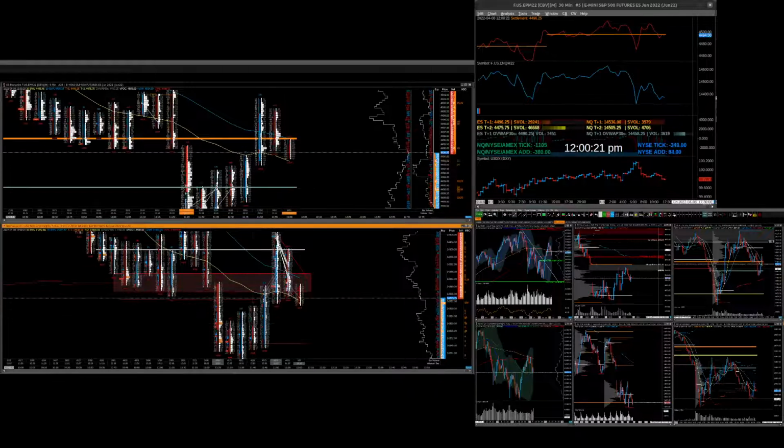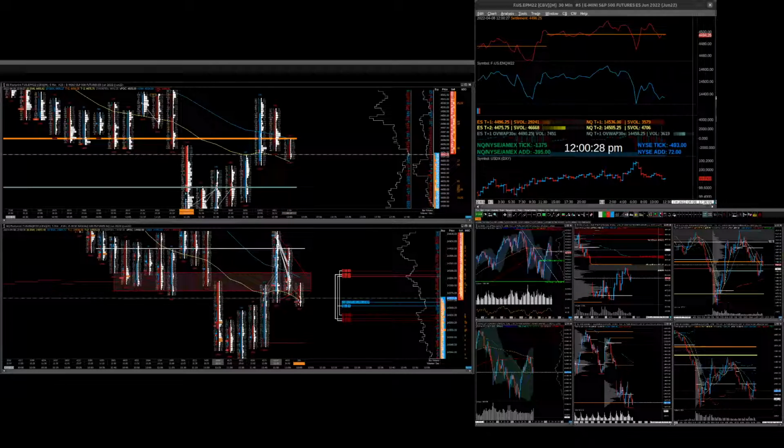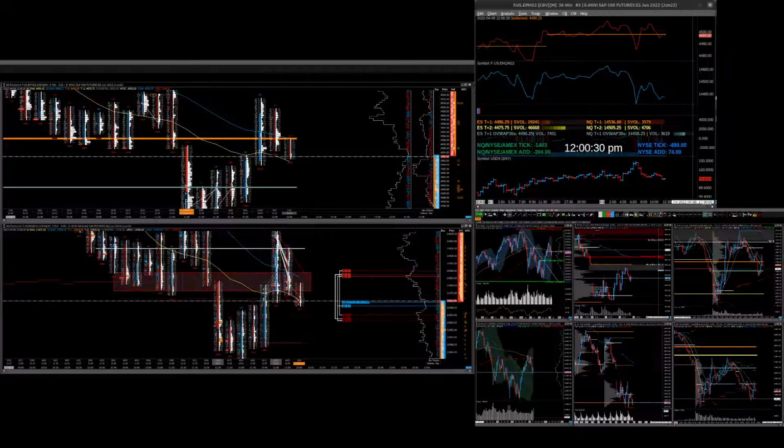All right, another place to scalp long here. Hey, they hit that size like nothing. Let's see if that player wants to get compensated or if they were just covering their short.